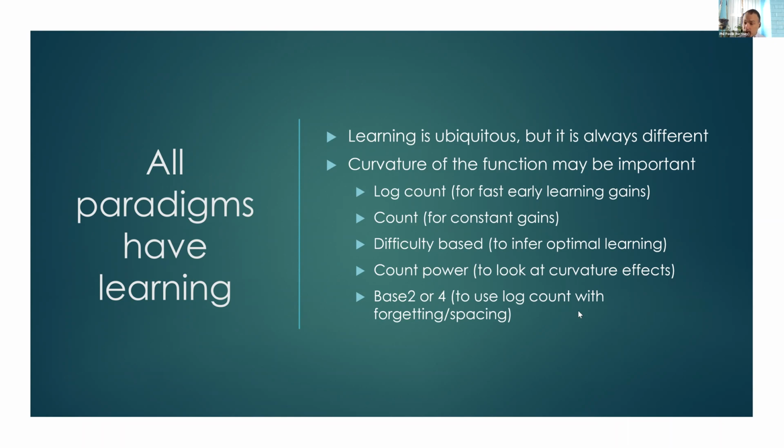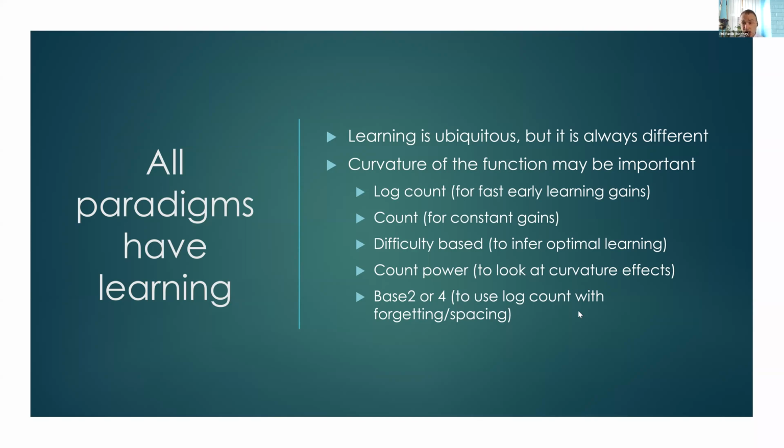So all paradigms have learning as well. Typically, it's ubiquitous. If you have repetitions, you'll find that the second repetition of something is better than the first repetition, unless it's kind of a paradoxical situation. Perhaps if they had no feedback on the first repetition, then it wouldn't happen. But that's not a situation we see very much in learning data. So really, learning is ubiquitous.